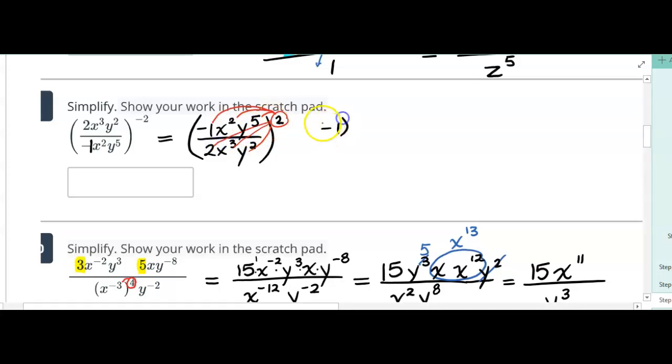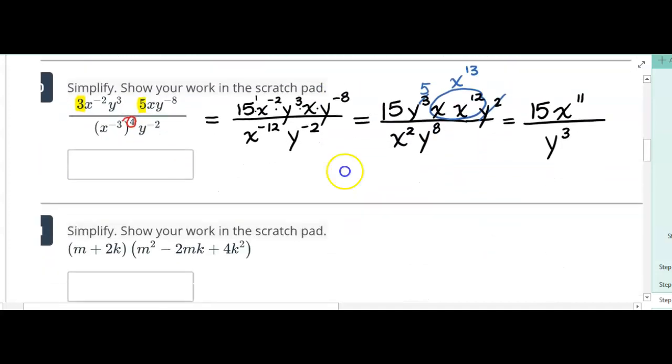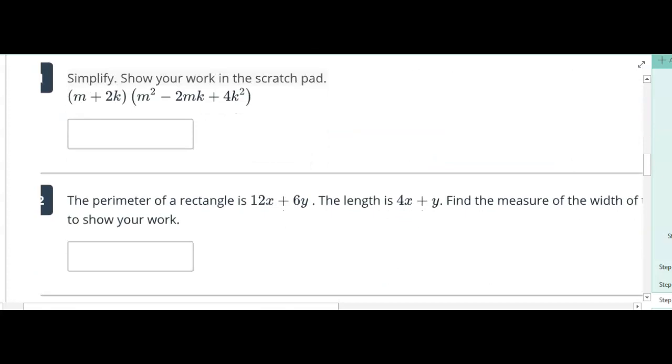So we have -1 squared, x to the 4th, y to the 10th, over 4, 2 squared is 4, x to the 6th, y to the 4th. And simplifying, we end up with y to the 6th over 4x squared. Same answer, just a different way to do it. It's kind of a little fraction trick.